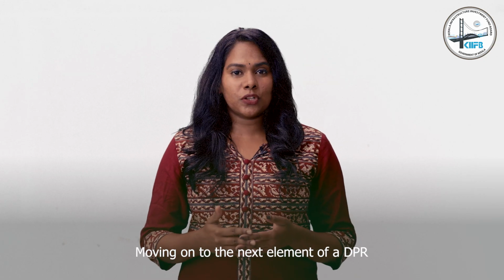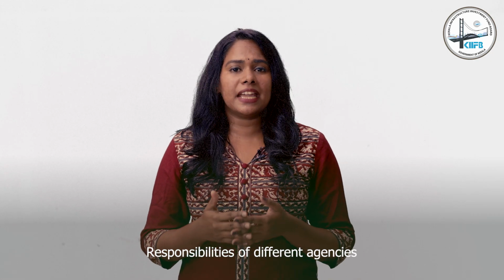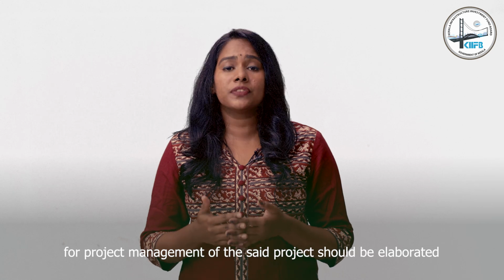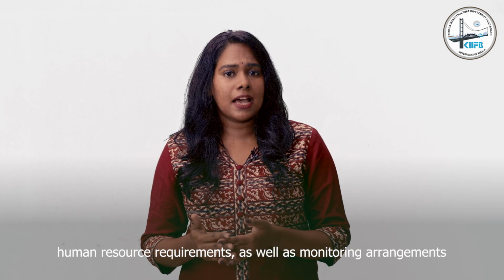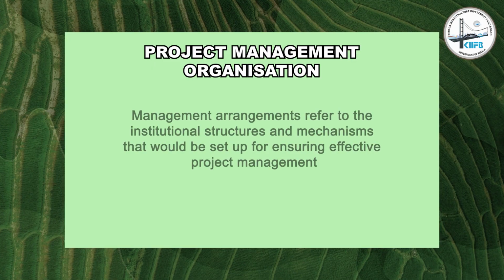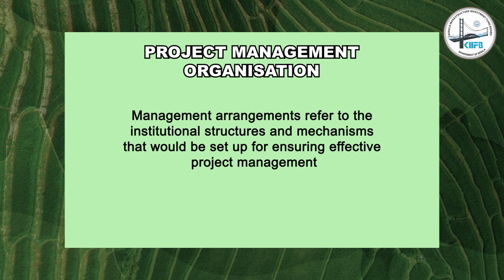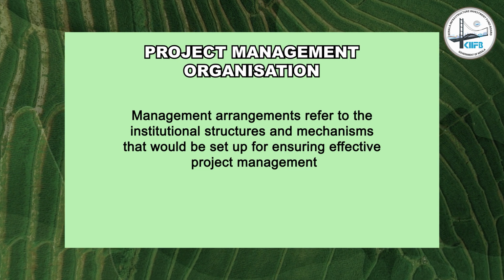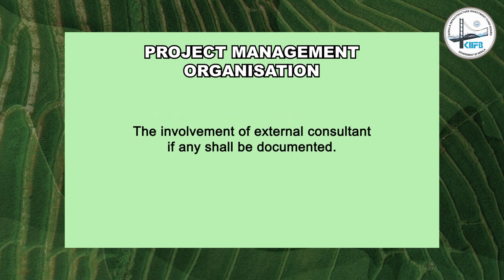Moving on to the next element of a DPR, project management organization. Responsibilities of different agencies for project management of the said project should be elaborated. The organization structure at various levels, human resource requirements as well as monitoring arrangements should be clearly spelled out. Management arrangements refer to the institutional structures and mechanisms that would be set up for ensuring effective project management. The involvement of external consultant, if any, shall be documented.